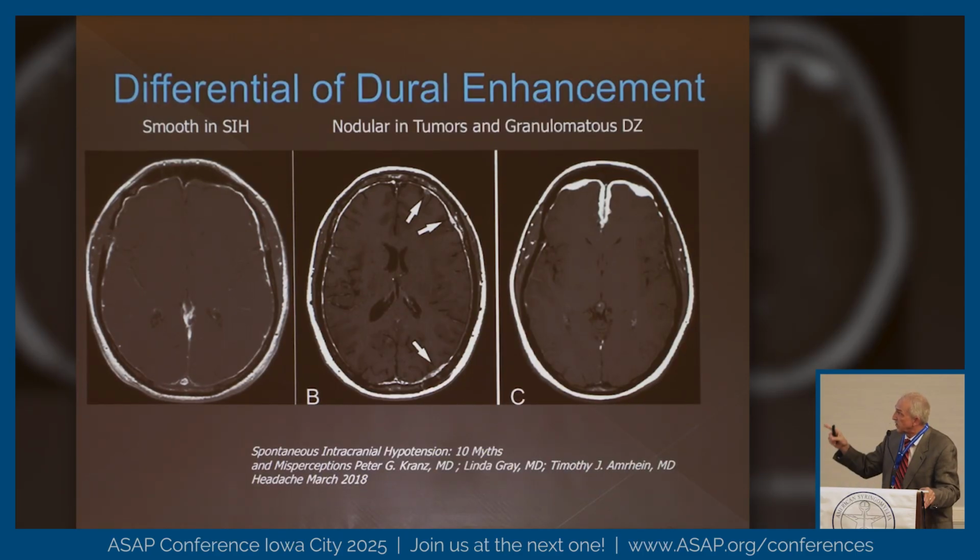This is an example of the smooth dural enhancement. You can look at image A. This is a picture or a film or a slide that was given to me by Linda Gray, as compared to nodular. If there's nodular dural enhancement, then that's not likely intracranial hypotension, as other disorders like tumors, sarcoidosis, and so forth.